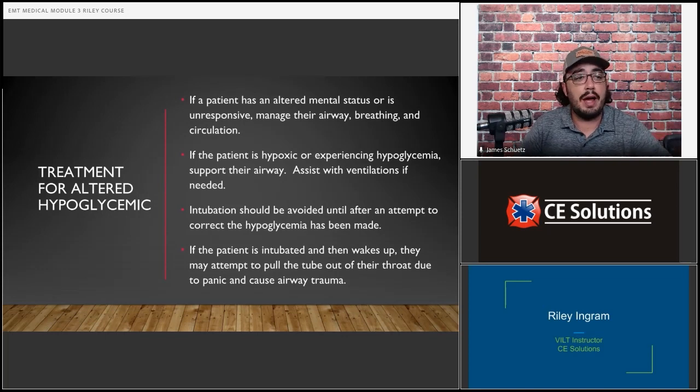All right. If they're hypoxic or experiencing hypoglycemia, support the airway and assist with ventilations if needed. BLS, right? Let's start basic. And if we can fix it with that, leave it alone. Intubation should be avoided until after an attempt to correct the hypoglycemia has been made. If the patient is intubated, then wakes up, like I said, they can attempt to yank out the tube and do some airway trauma. Okay.